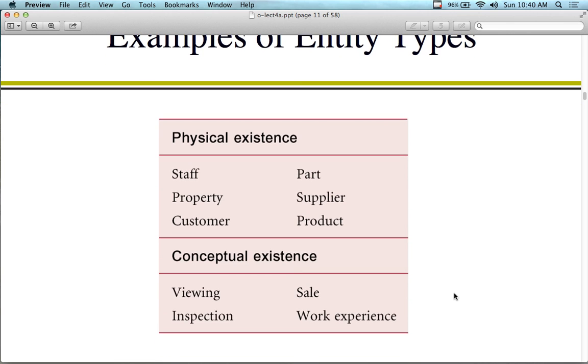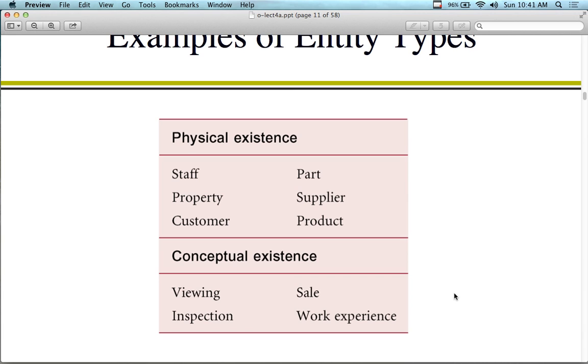Know that entity types can be non-existent. So a class, well actually, a class technically is sort of a hybrid. You guys are sitting here, I think you're probably in existence. Even the online class, you'll be logging into something, you'll still be in existence.